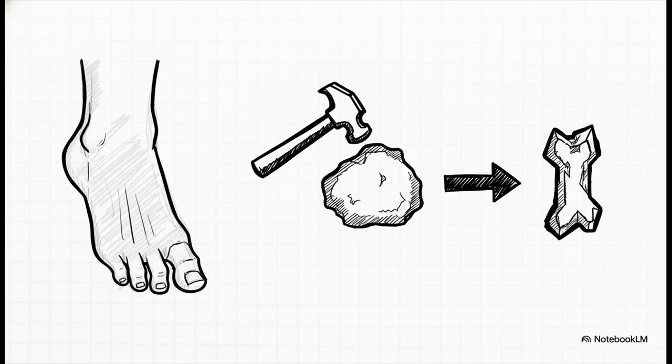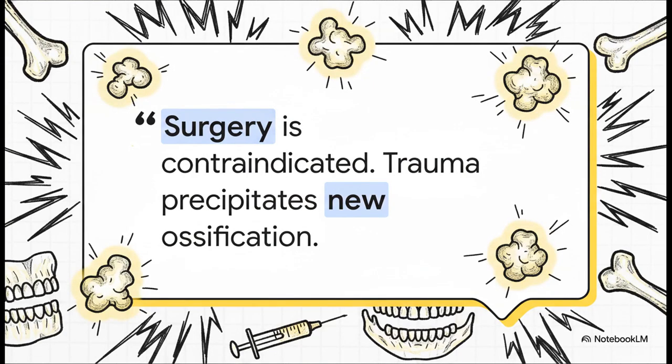Over time, these patients experience episodic soft tissue swellings. The terrifying mechanism here is that even minor trauma, a bump, a bruise, a simple injection, triggers the connective tissue to permanently ossify into true, rigid heterotopic bone. And there is a terrifying rule with this disease. Surgery is strictly contraindicated. In almost any other orthopedic mass, your instinct is to cut it out, right?